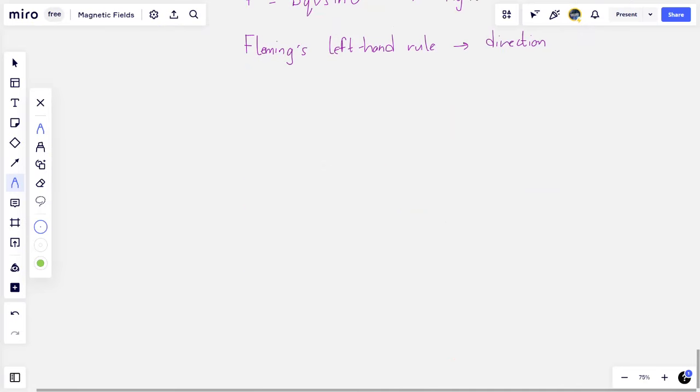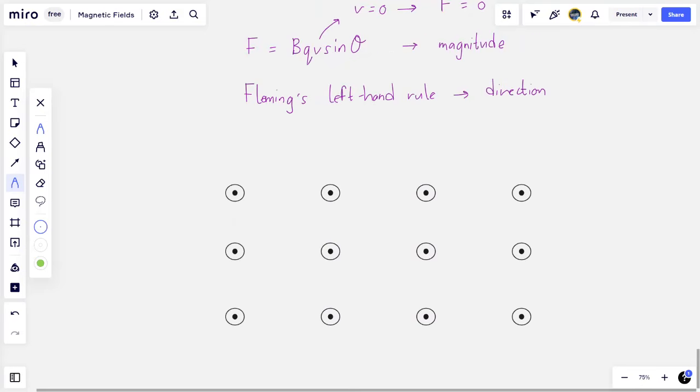Okay, so that is how we find the force on a moving charge. Now it turns out that also something very, I wouldn't say peculiar, but something a little bit odd happens when we move a charge into the region of a magnetic field. So looking at this picture, we have a very weird diagram.